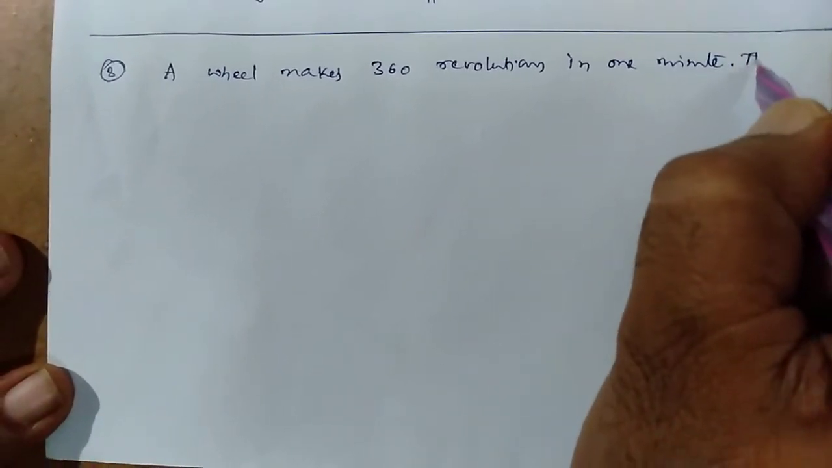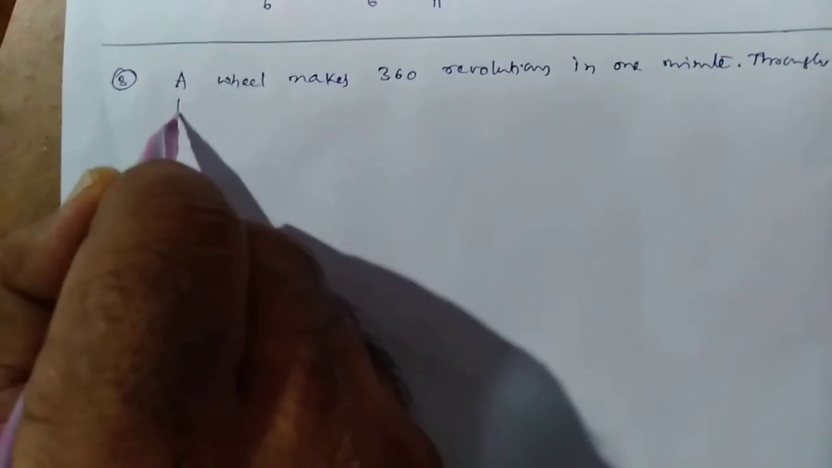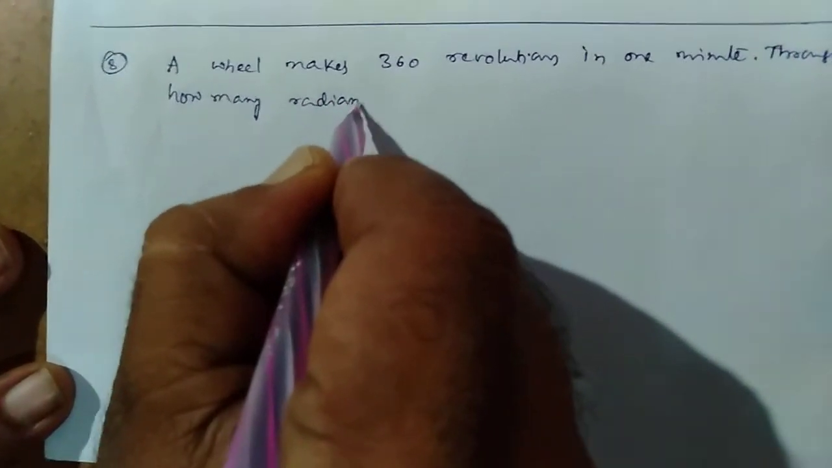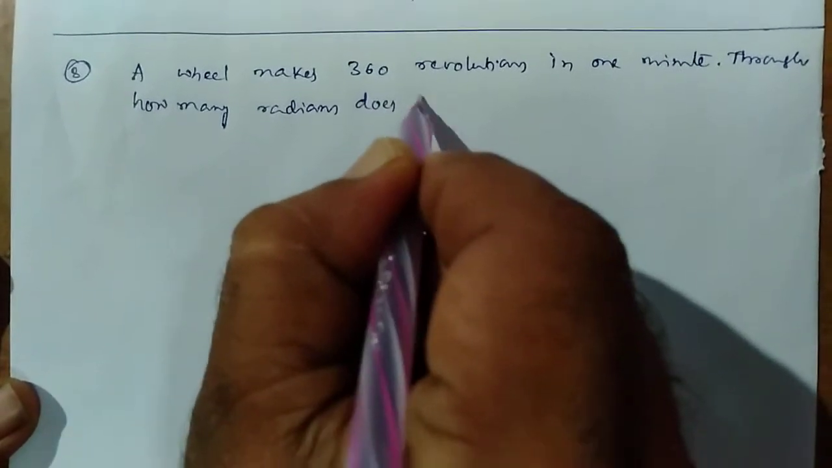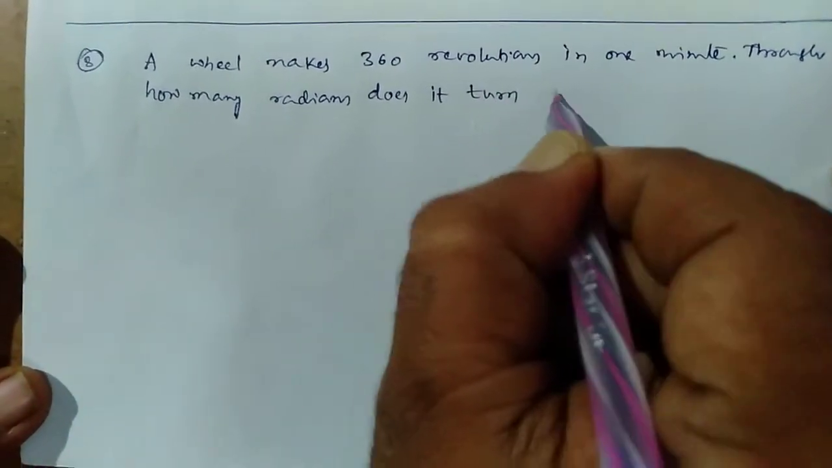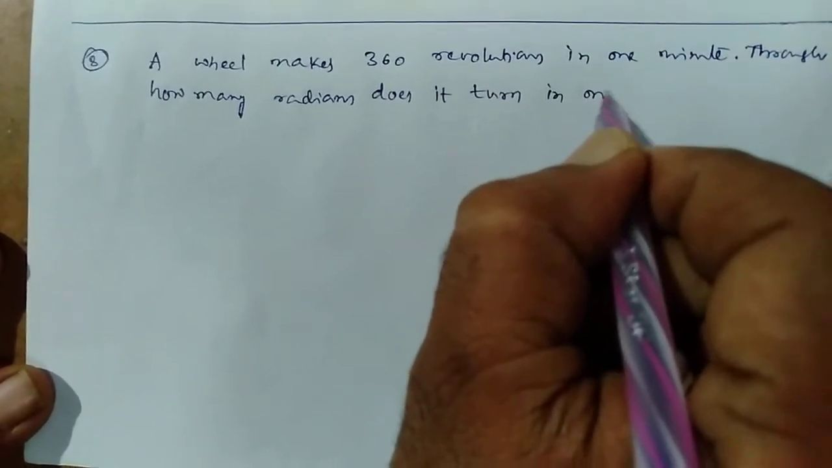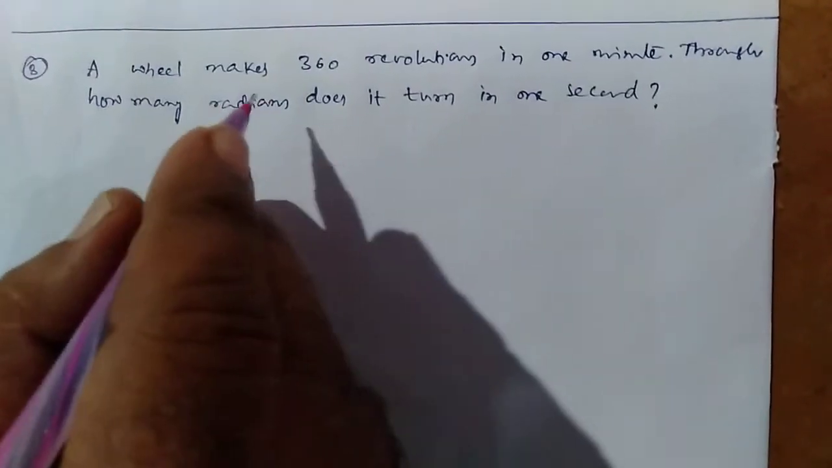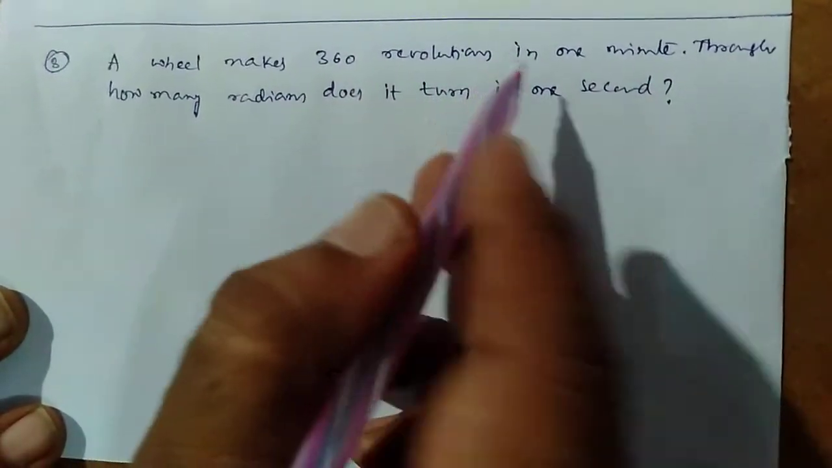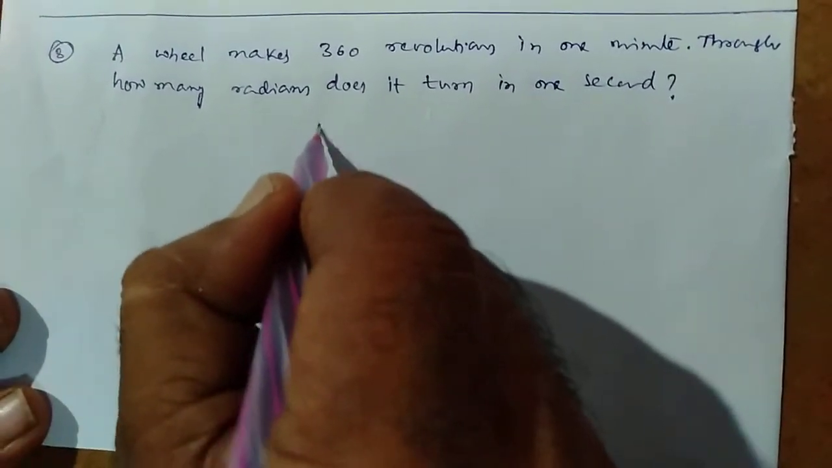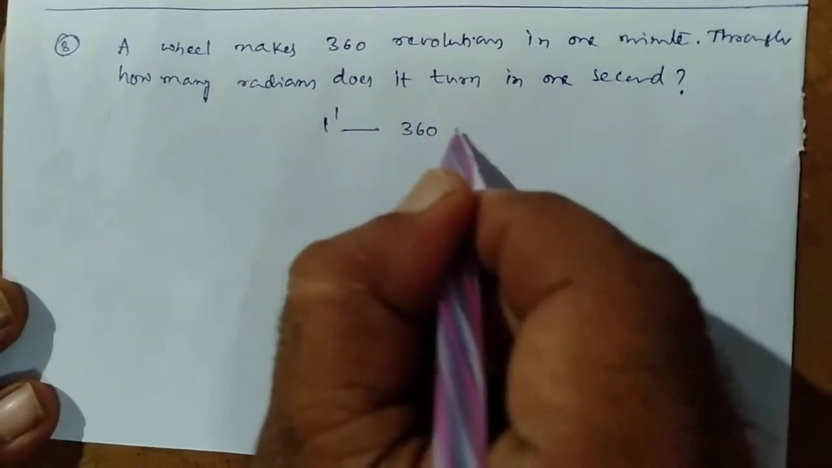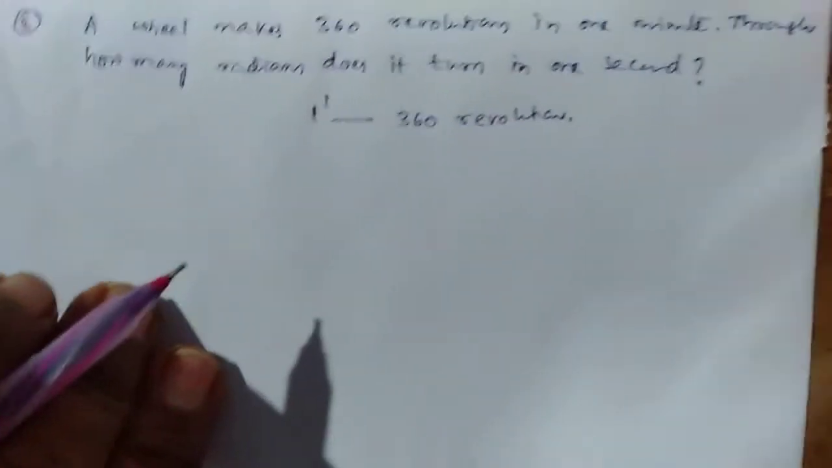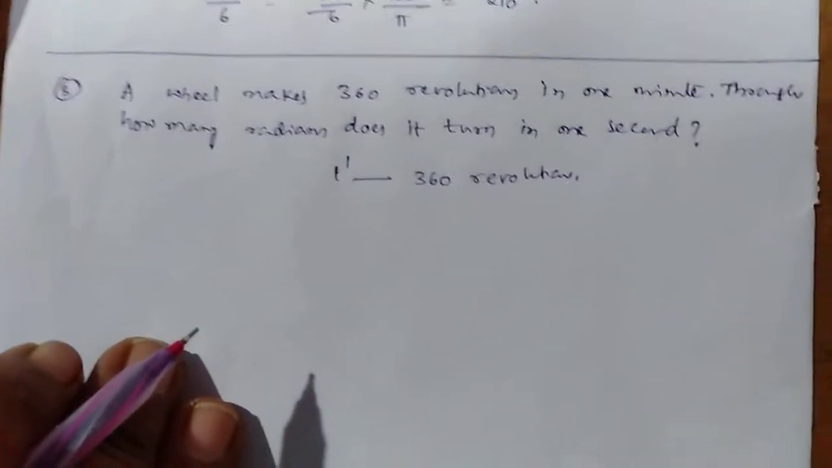Through how many radians does it turn in 1 second? This is also a very simple question. A wheel makes 360 revolutions in 1 minute. So in 1 minute it makes 360 revolutions. Given information. Through how many radians does it turn in 1 second?